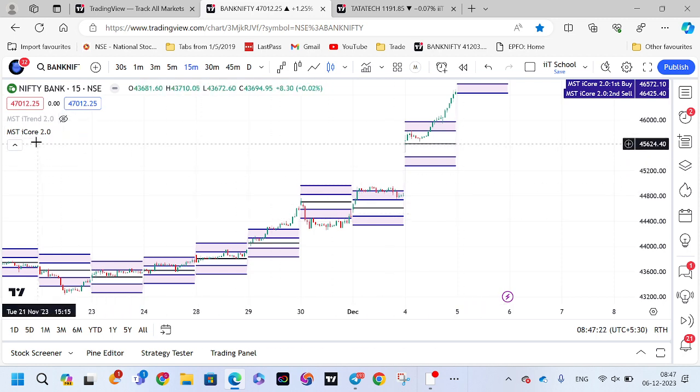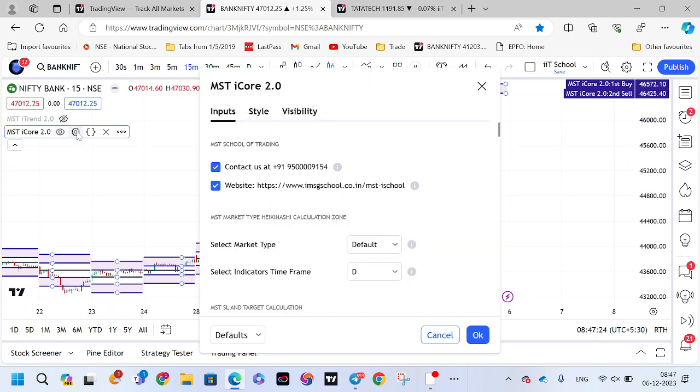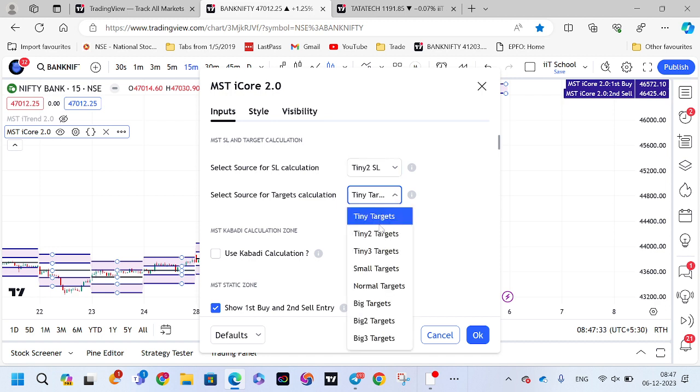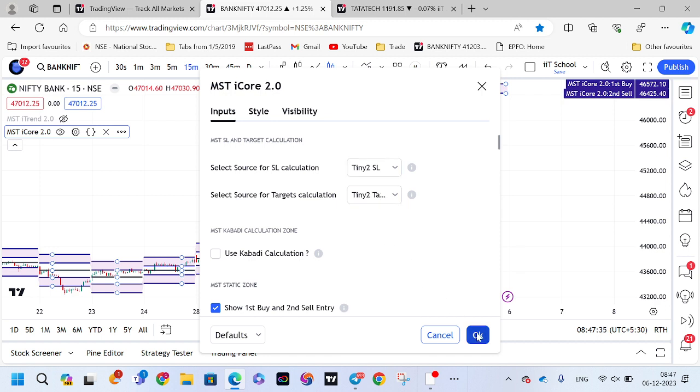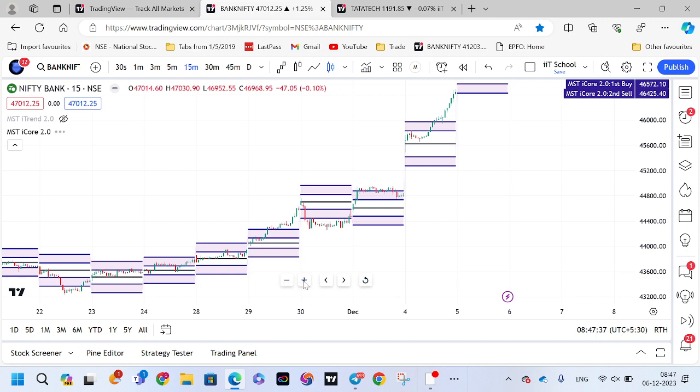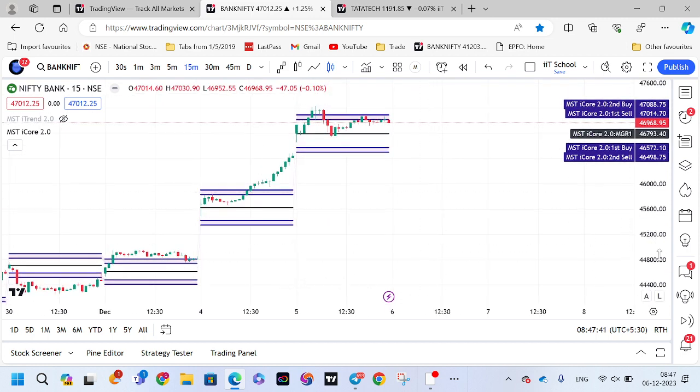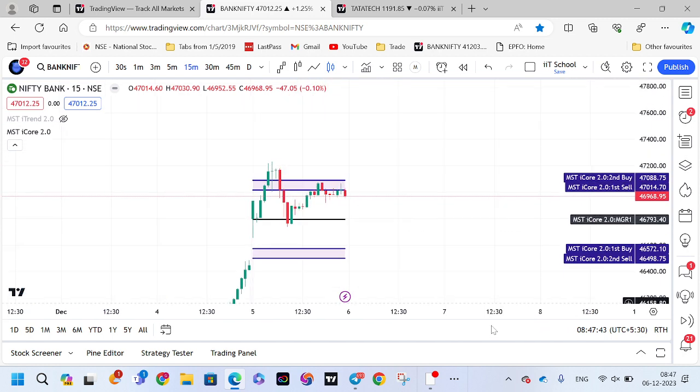What we are supposed to do: go to the indicator settings and give a reset. After that, if you are trading in Bank Nifty, go to the settings and revise to tiny to stop loss and tiny to target. If first buy activated, don't go for sell. If sell activated, go for buy unless SL hit. Okay, so now yesterday what happened, you can see yourself.